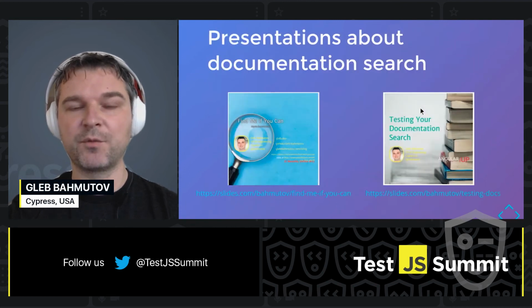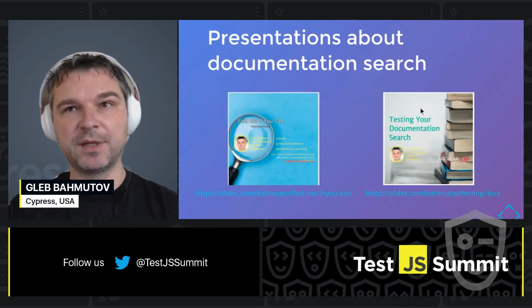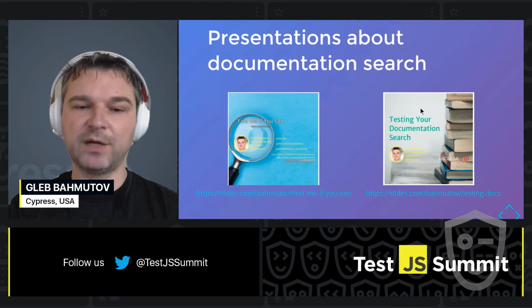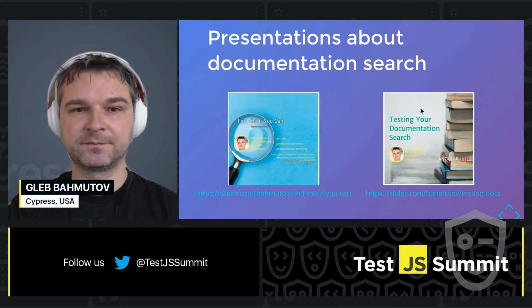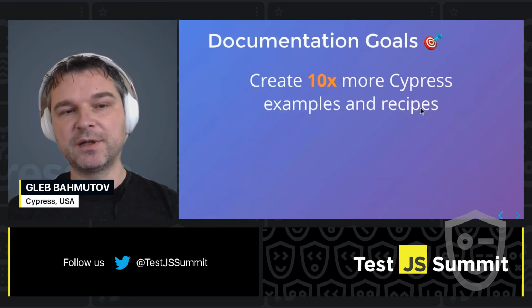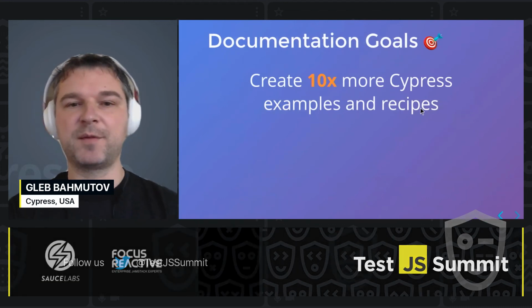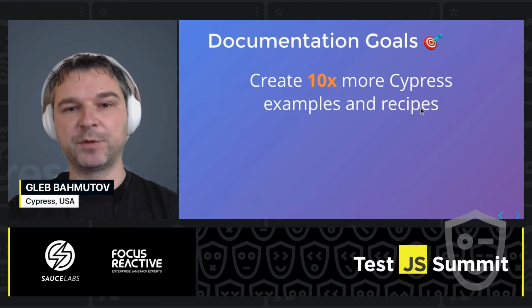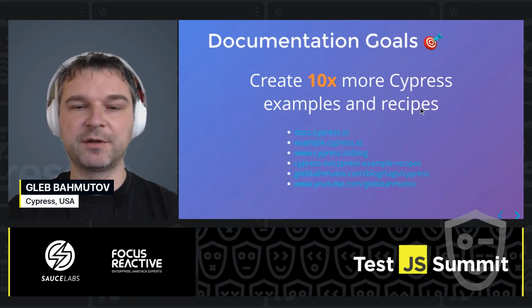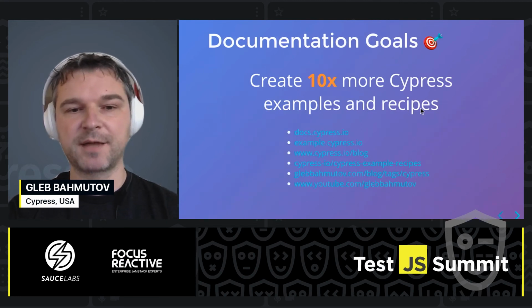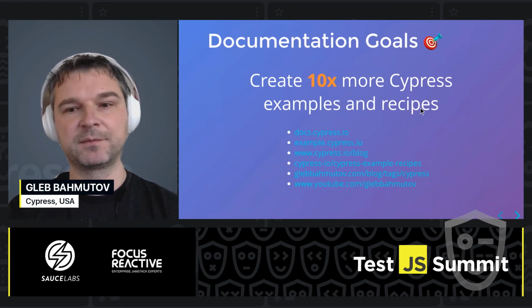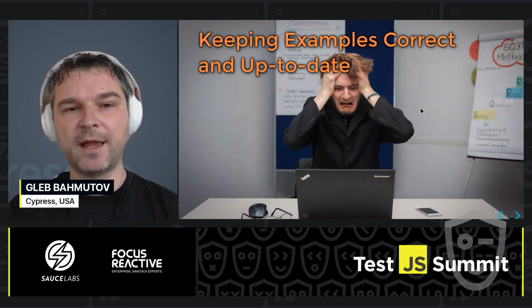If you want to know more about the way we structure our documentation and solve this problem, we have a couple of presentations. My personal goal is to have 10 times more Cypress examples and recipes than we have right now across all our documentation properties: docs, examples, blog posts, and even videos. The big problem there is to keep examples up to date and correct. There is nothing worse than finding an example, copying it, and then finding out it doesn't work.